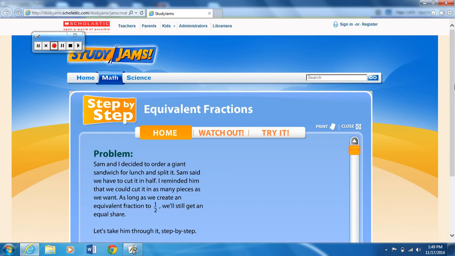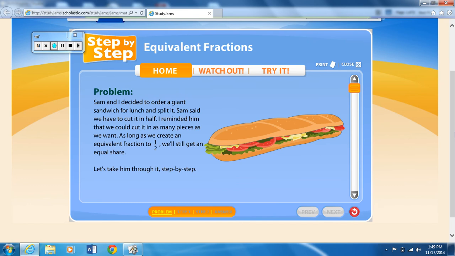Sam and I decided to order a giant sandwich for lunch and split it. Sam said we have to cut it in half. I reminded him that we could cut it in as many pieces as we want. As long as we create an equivalent fraction to 1/2, we'll still get an equal share. Let's take him through it, step by step.